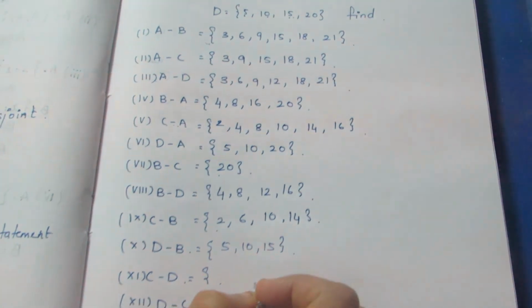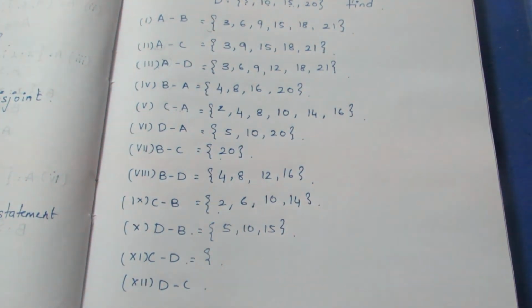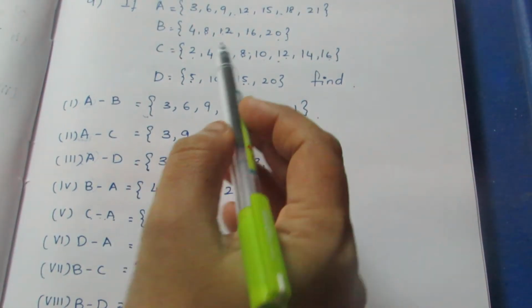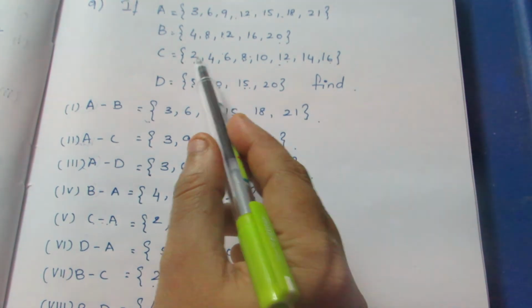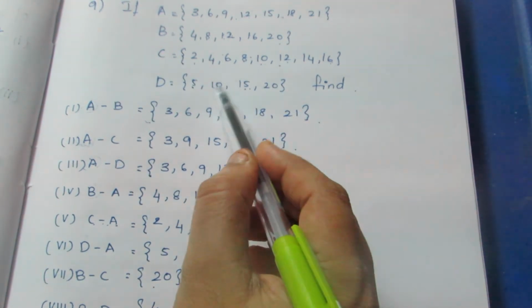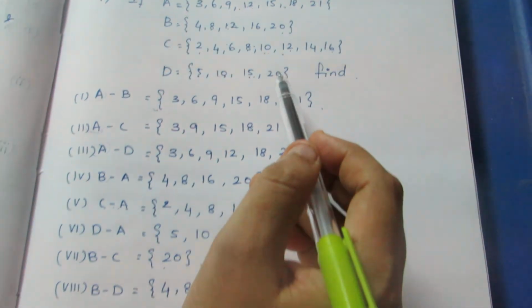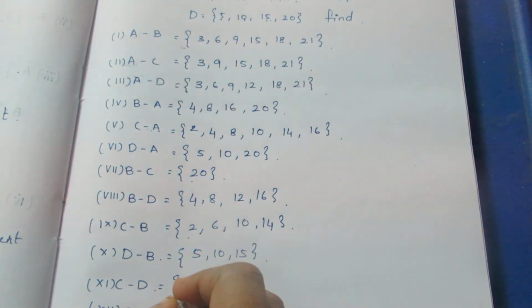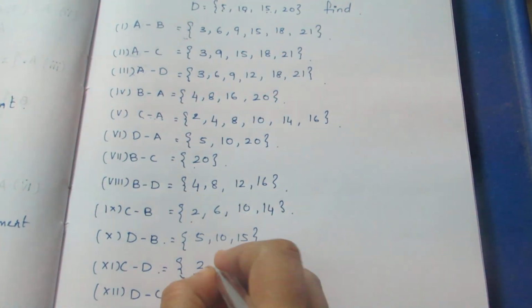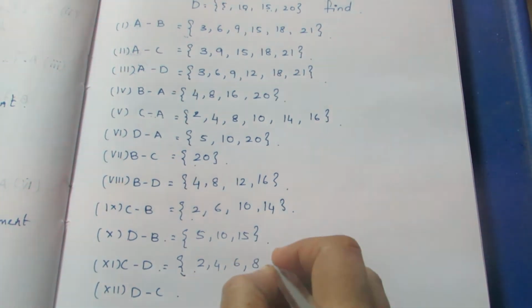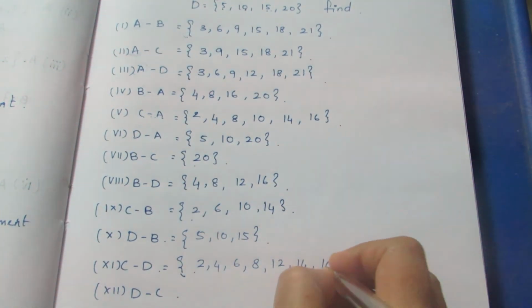Now we'll move on to the ninth one, C difference D. In C and D, remove the common elements and write in set C. So the common element here is 10. That's all, only removing 10, we can write the rest of C. That is 2, 4, 6, 8, 12, 14 and 16.